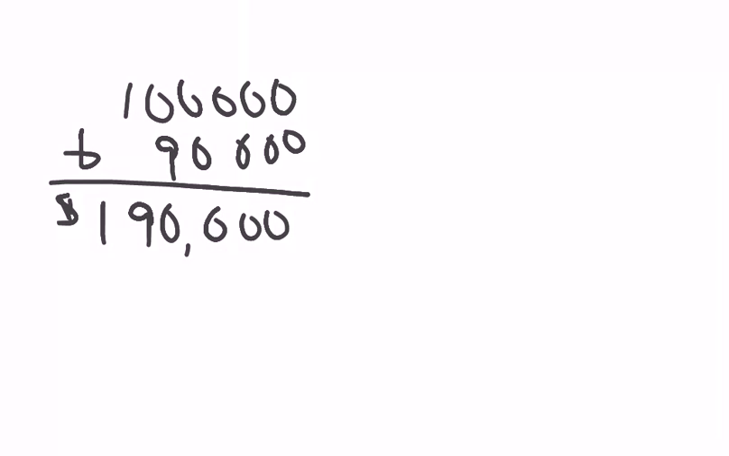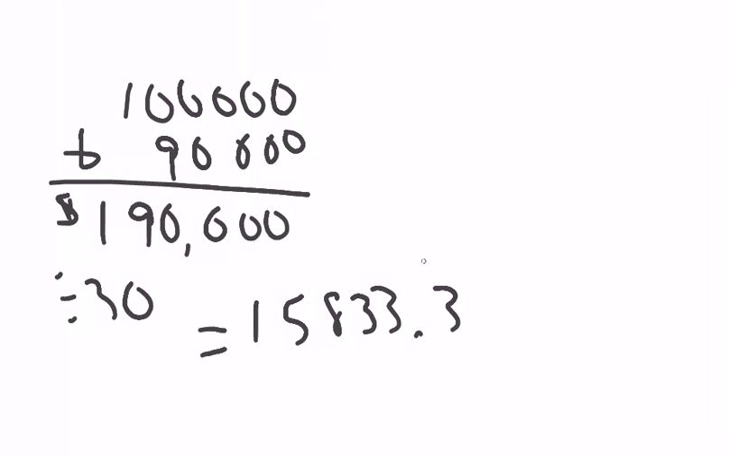Then we have to divide that monthly. So first of all, that was paid over 30 years. So if we take that and divide by 30, that will give us how much was paid each year. So then we get 15,833.3 repeating. So approximately $15,833 was paid each year.